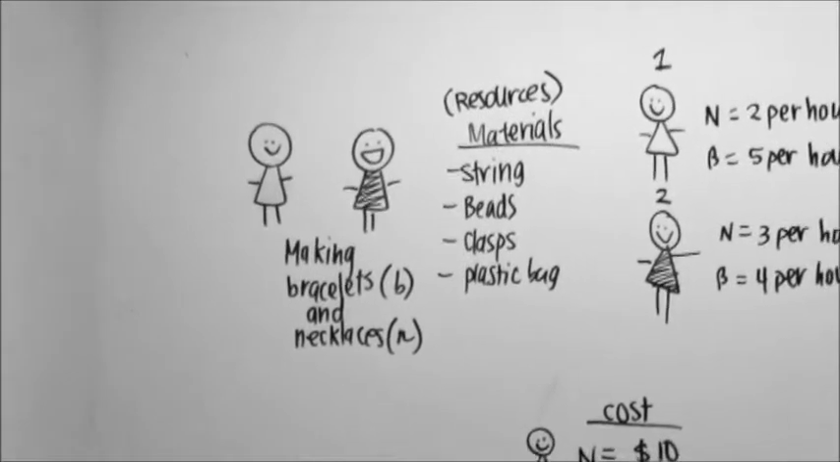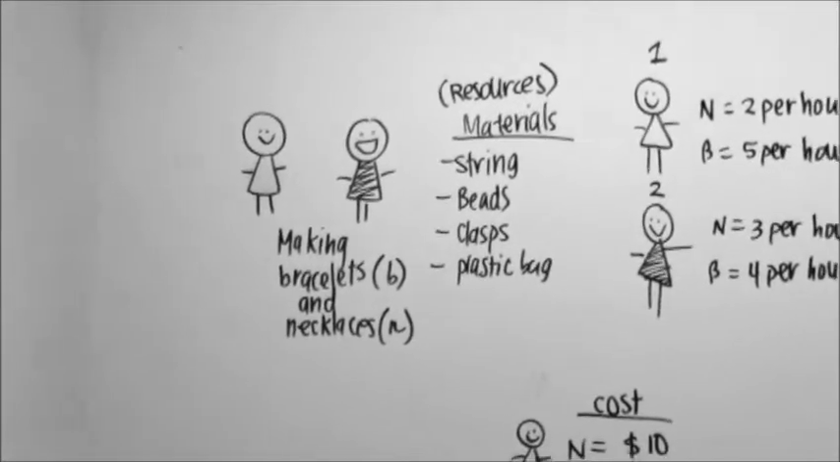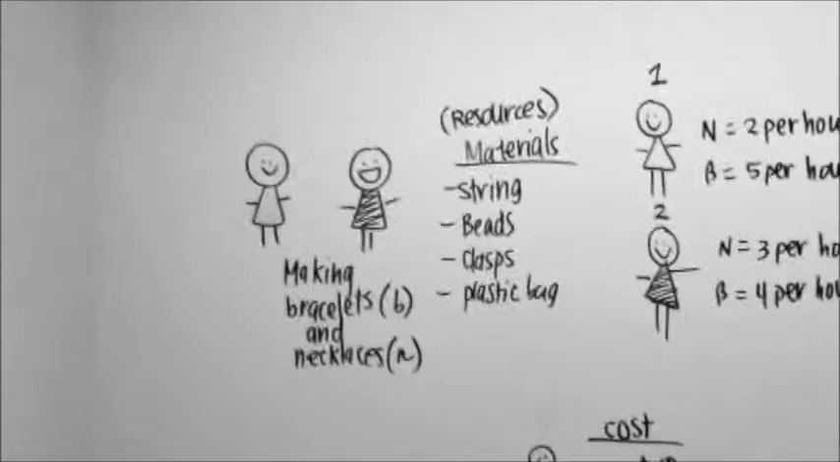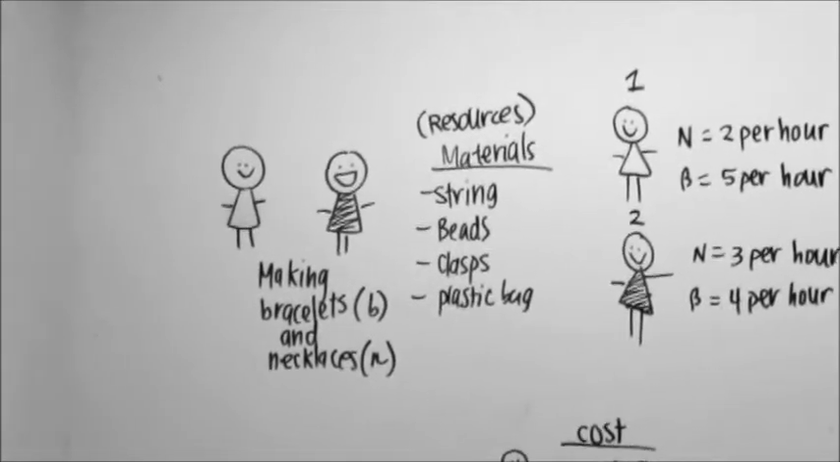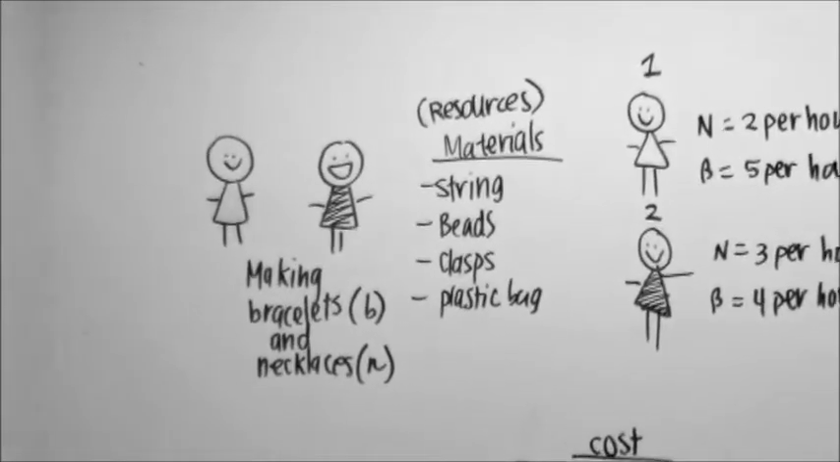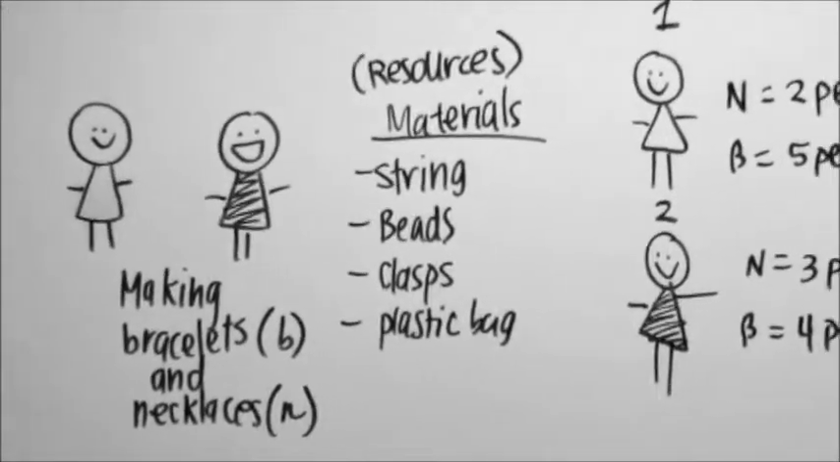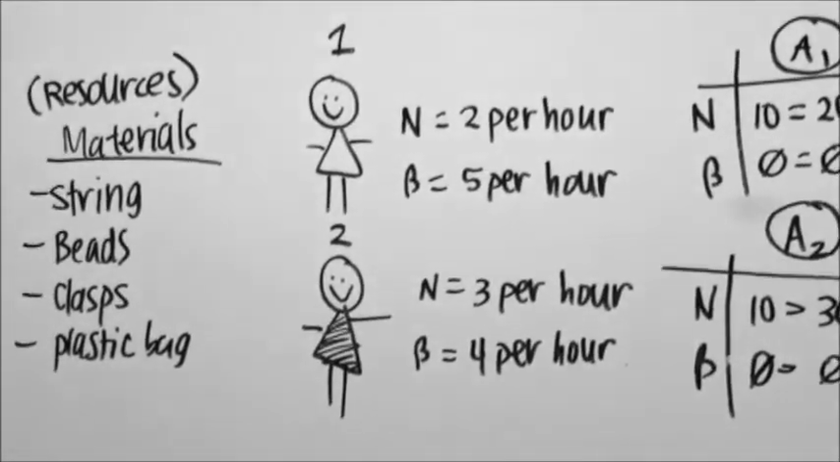So for this problem, my friend and I are making necklaces and bracelets. I have abbreviated necklaces with N and bracelets with B. To make these products, we would use string, beads, clasps, and plastic bags. For this problem, I am person 1 and my friend is person 2.